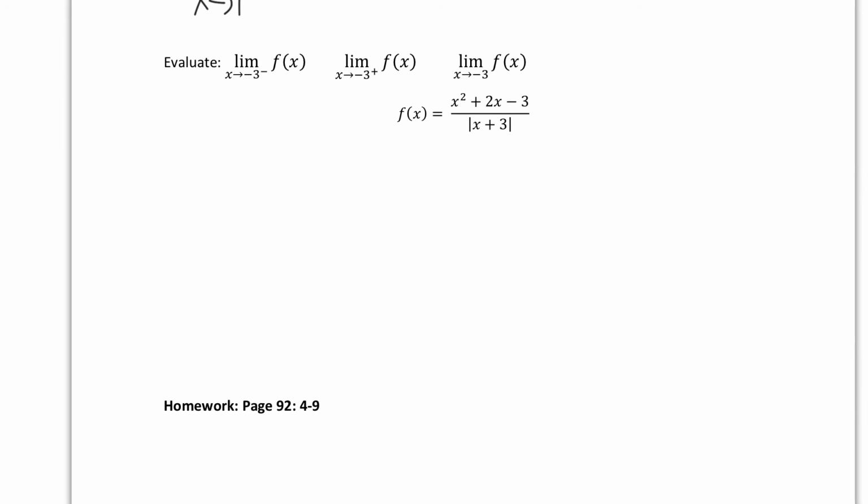Now let's try one here that involves absolute values. So I want to look at the limit x approaching negative 3 from the left, negative 3 from the right, negative 3 overall, and here's our function. Now initially it doesn't look like a piecewise function, and so it's hard to say which piece you're going to choose. But that's because the absolute value here is a piecewise function in disguise.